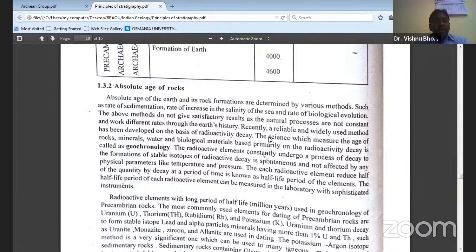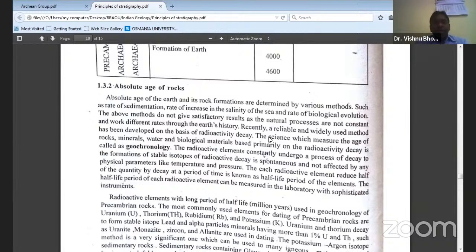And recently we used radioactive methods or radioactive decay methods, which give the age of the Earth. Such a study we can see in geochronology. Chronology means the study of age, and the age here is related to the Earth. So that science, that study, is called geochronology.